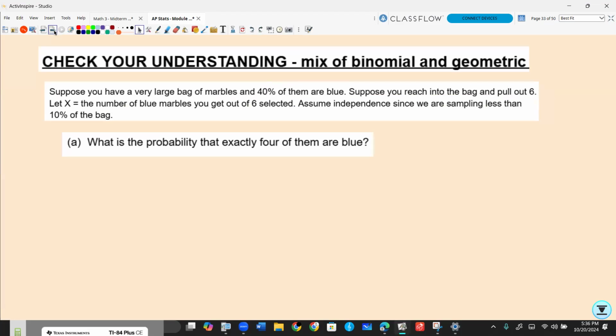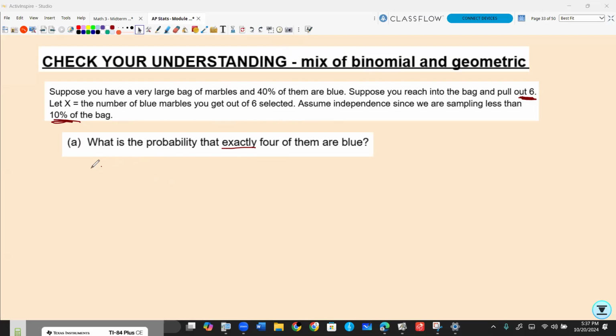Assume independence since we're sampling less than 10% of the bag. So even though we're not putting them back in, we have a very large bag and we're told, you know what, 10% or less is fine. So we can still go through and do a binomial. We know it's binomial because we're pulling out exactly 6 marbles. So we want to know the probability that exactly 4 of them are blue. I'm going to do a binomial. Since it's an exact amount, I'm going to do a binomial PDF.